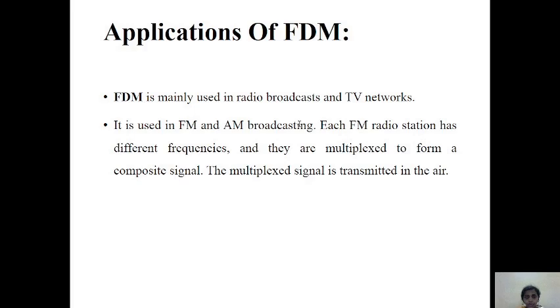So coming to the applications, as we discussed earlier, the frequency division multiplexing technique is mainly used in radio broadcast and TV networks, and it is also used in FM and AM broadcasting. Each FM radio station will have different frequencies which are multiplexed to form a composite signal, and this multiplexed signal is transmitted in the air.